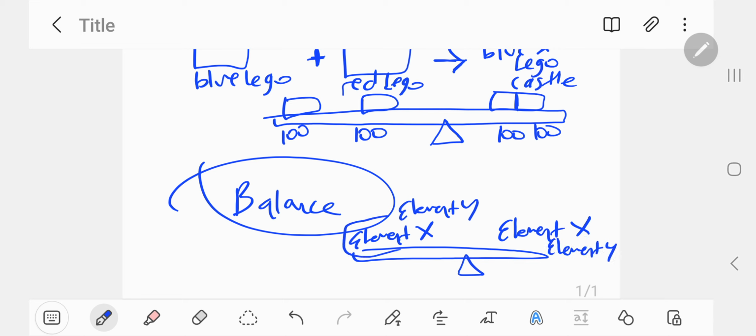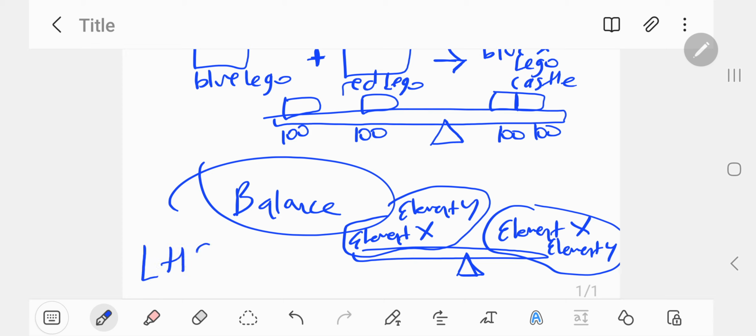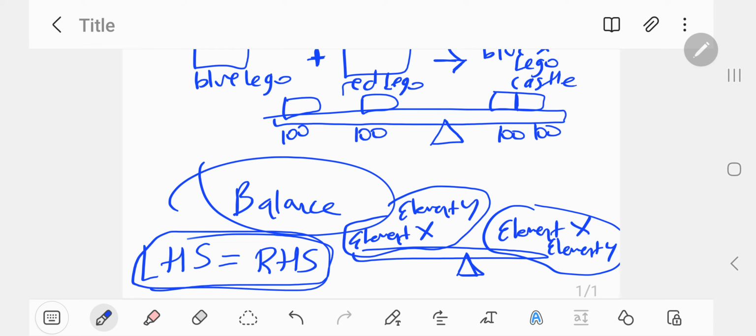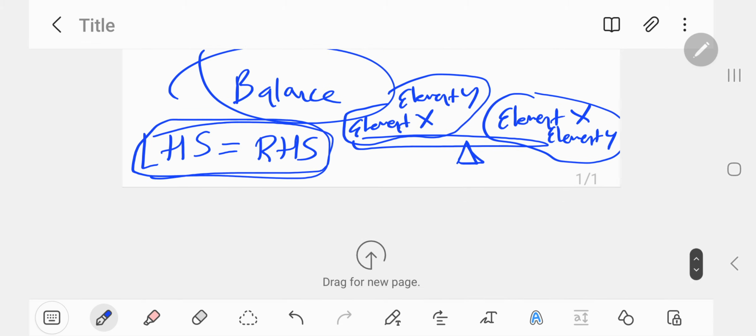Whatever I begin with, two elements, I must end up with these two elements. They could be in a different form. They could be mixed together. They could be separated in some way. But essentially, whatever I have on the left, I must have on the right. LHS, left-hand side, must always equal the right-hand side, RHS. It's all about balance.